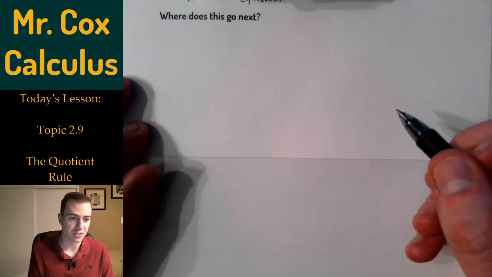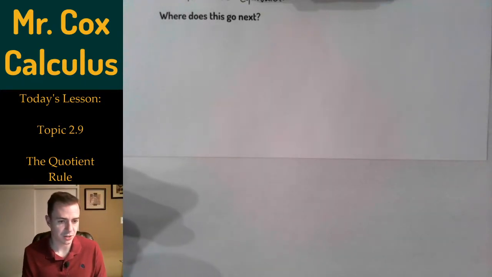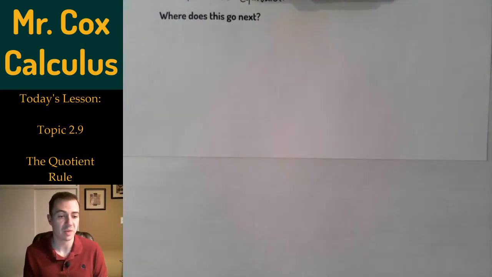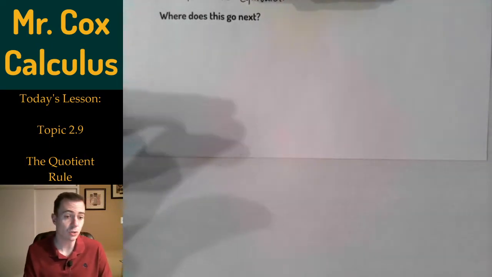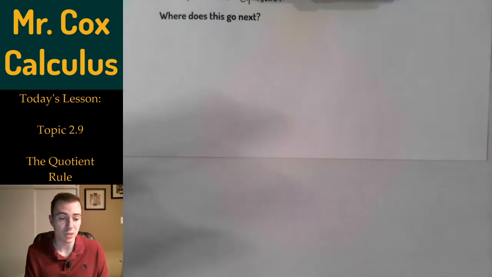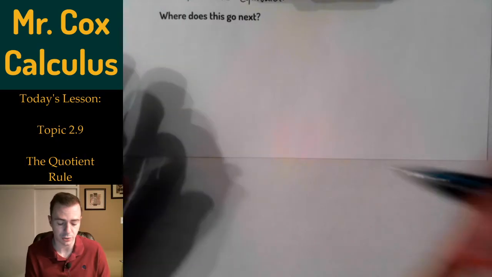Let's talk about where this goes next, because earlier in this unit, we learned the derivatives of some common functions. We learned the derivative of sine of x and cosine of x, and also the functions e to the x and the natural log of x. And I told you when we did that lesson, I said, hey, we did sine and cosine, but we left off the table several other trig functions.